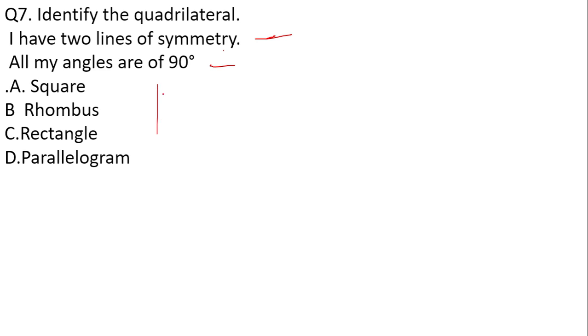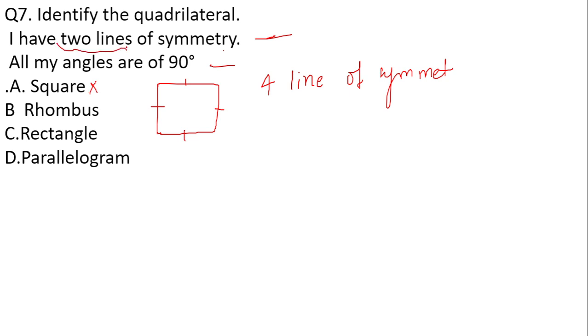Square is having four lines of symmetry, not two lines. All the sides are equal, so there are four symmetrical lines in case of square. So here the first option is going to be eliminated because we want two lines of symmetry, but square is having four lines.